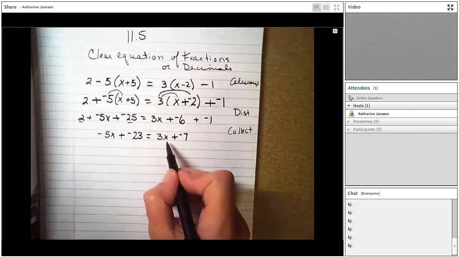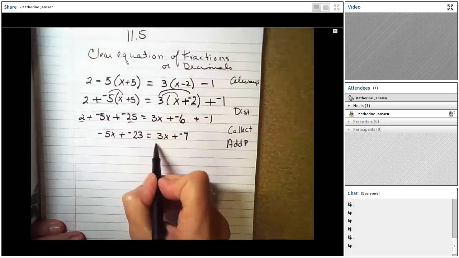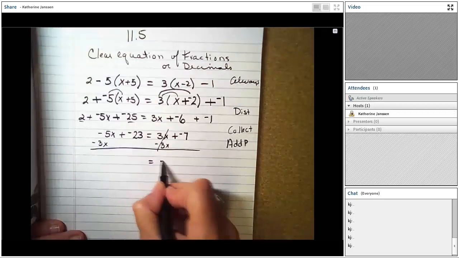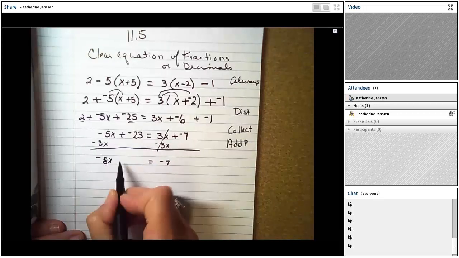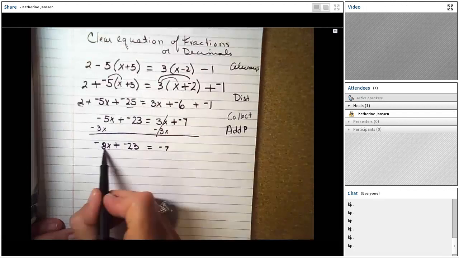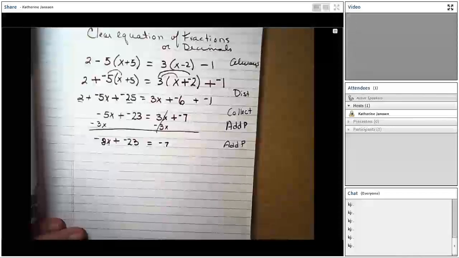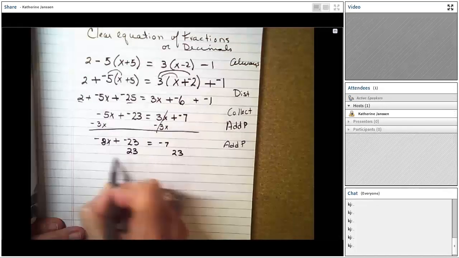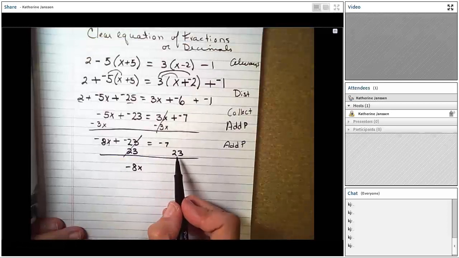I like to move my variable terms to the left-hand side of the equation, so I'll do that with the addition principle. I'm going to add the opposite of 3x to both sides. Adding opposites goes to 0, leaving a negative 7. A negative 3 plus a negative 5x will be a negative 8x plus a negative 23. I'm still trying to isolate my x term, so I'll use the addition principle again, over and over and over until I've isolated my variable term. To move 23 to the other side of the equation, add the opposite. Opposites go to 0, I get a negative 8x, and a negative 7 plus a positive 23 is equal to a positive 16.